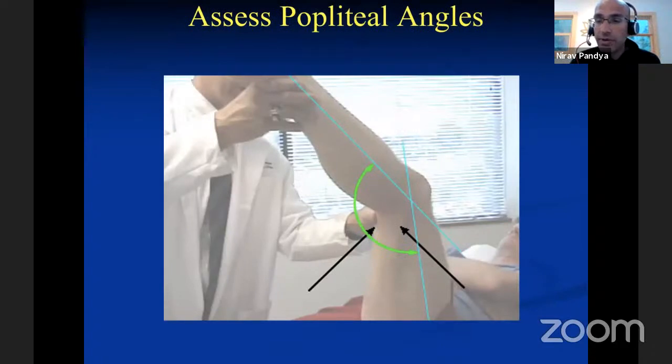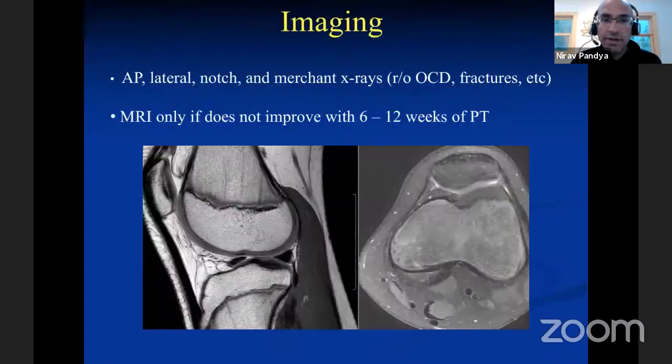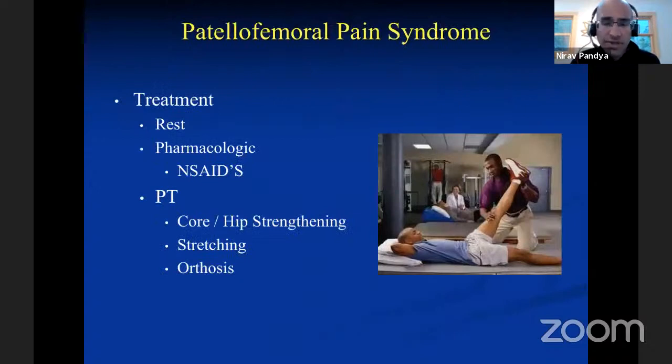A lot of the lack of flexibility is in the hamstring region for these kids, and that's a risk factor for them developing anterior knee pain. Another thing you can have them do is a plank. They'll lack core stability, which is another risk factor in the context of them doing excessive activities. In general, as mentioned before, I'll get an x-ray just to rule out any osteochondral lesions, and only an MRI if they're not improving. The treatment is rest, physical therapy, working on core and hip strengthening, stretching, and orthoses for the feet as needed.